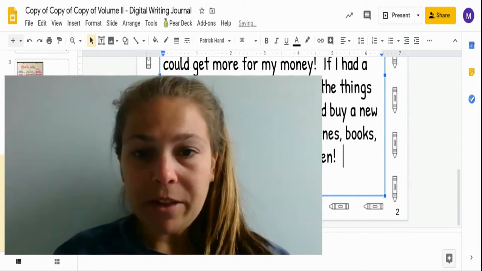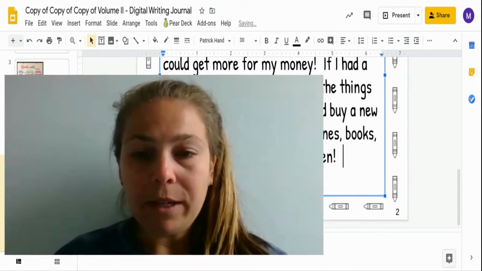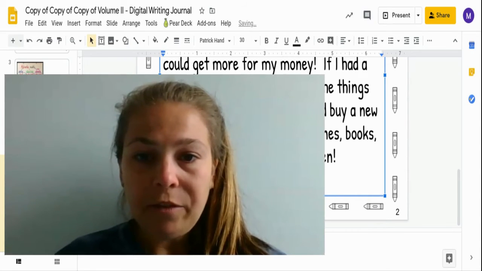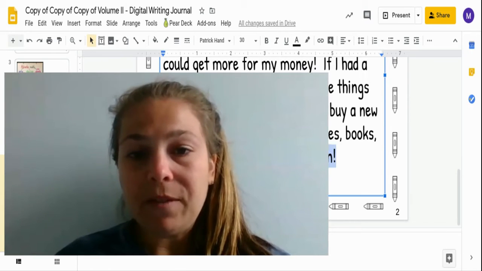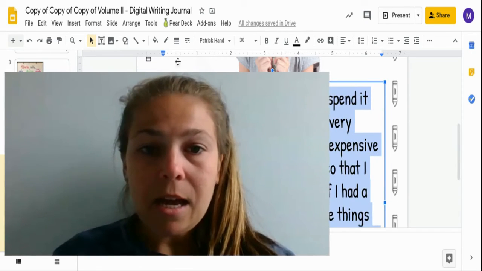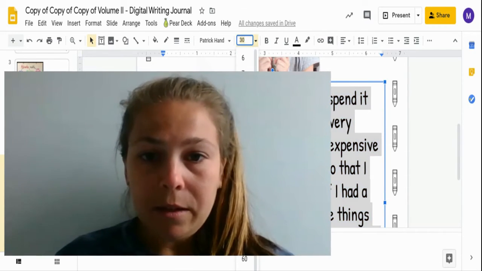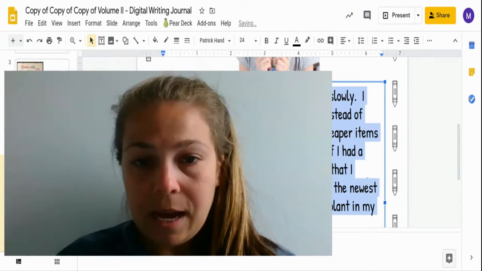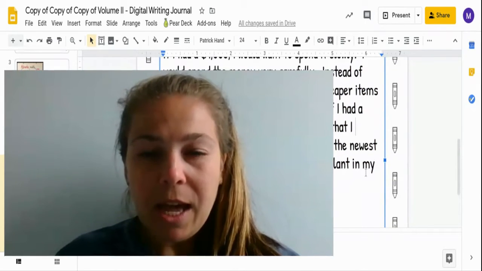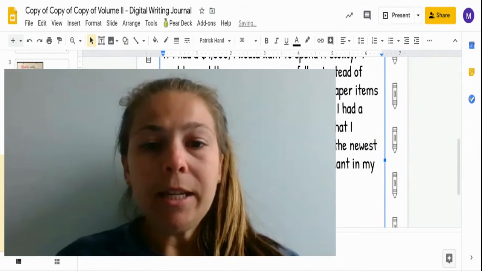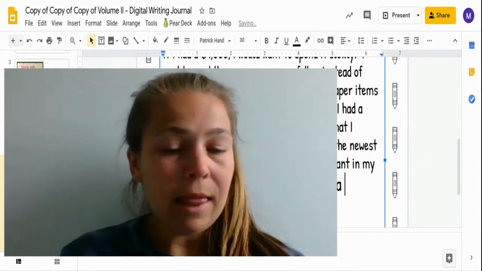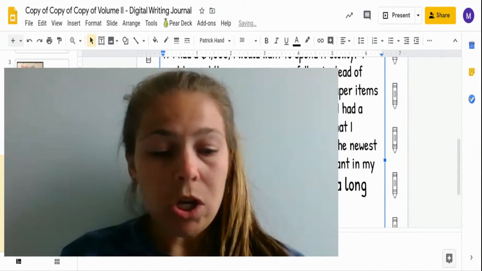Now I noticed up here that I spelled selfishly wrong, so I'm going to go up, and it's underlined in red, and it fixed it already for me. If you hovered over it, it would have given you the correct spelling of the word. I'm just going to make this a little smaller so now it all fits on the page. I just want to add another sentence or two. These items would last me a long time.